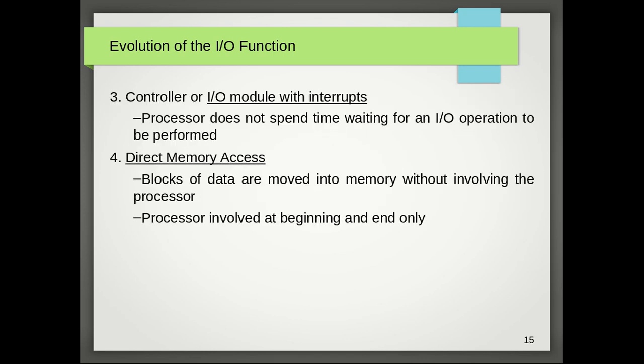Then in the next evolution, if there is a priority task, we need interrupts. At that time the controller or I/O module with interrupt evolved. Here the processor does not spend time waiting for the I/O operation to perform. And the last one, which we are using now, is direct memory access. In this type of I/O function, the block of data is moved into memory without involving the processor, so the processor is involved at the beginning and end only. Here the efficiency of the processor is increased because it is not interrupted every time.